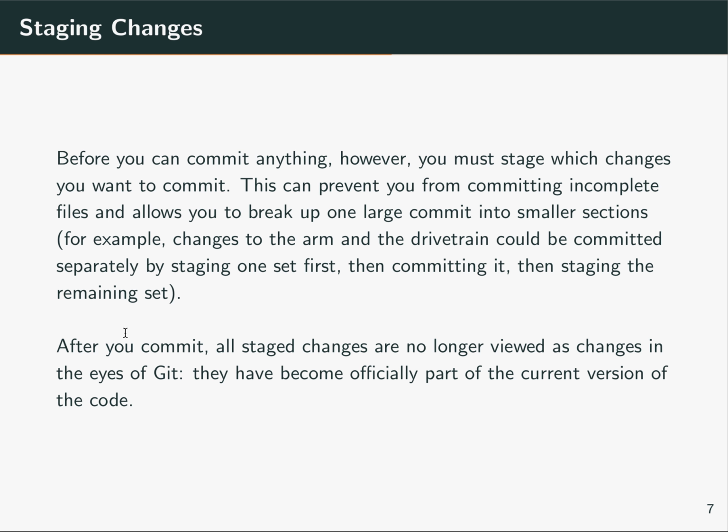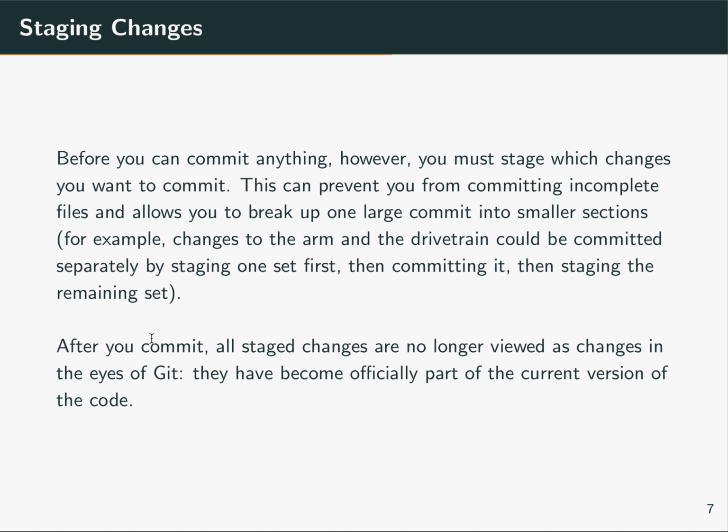Okay, yeah, so we talked about staging changes already. So you basically, before you commit, you have to choose what changes you want to commit. So for example, if you've made a bunch of changes, but you have one file that's kind of unrelated and it's not quite done yet, you don't have to commit that file. You can just commit the relevant changes that you've made that are ready to be properly committed as a version of this code. And yeah, we talked about how you can break it up into smaller sections because the arm and the drivetrain are two completely different things, and they generally wouldn't have to be linked.